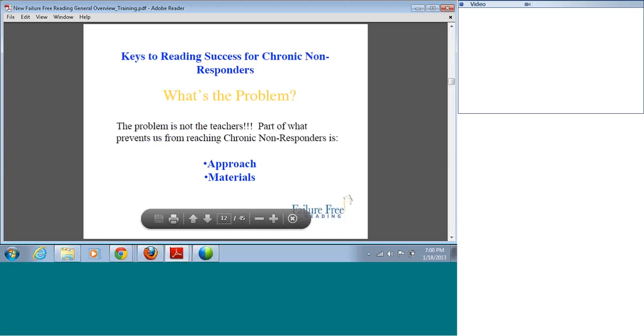All right. So here's some keys to reading success for chronic non-responders. What is the problem? Hopefully, as teachers, you feel comfortable and confident in knowing that the problem is not necessarily the teacher. Part of what prevents us from reaching chronic non-responders tends to do with approach and the instructional materials.